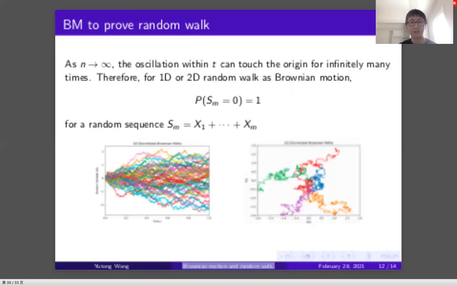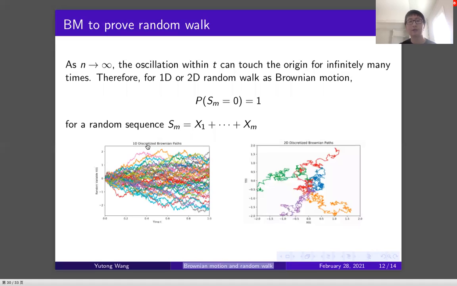As you see in these two graphs, this is a one-dimensional discretized Brownian motion, and this is a two-dimensional discretized Brownian path. They both touch the origin or come back to it many times, and here we do not set n to infinity. If you set it to infinity, you can see much denser paths.